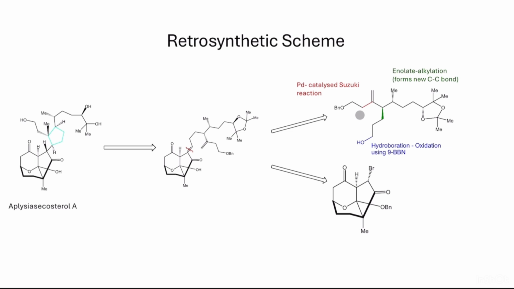I'm going to talk about palladium catalyzed Suzuki reaction that made a new carbon-carbon bond between these two carbons, and enolate alkylation, which formed a new carbon-carbon bond between this and this carbon. A hydroboration oxidation reaction using 9-BBN, which introduced hydroxyl group onto this carbon.